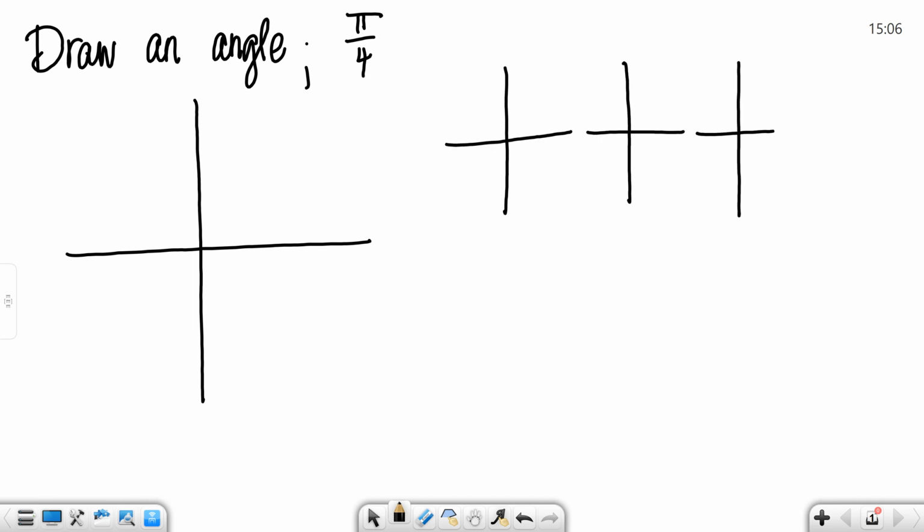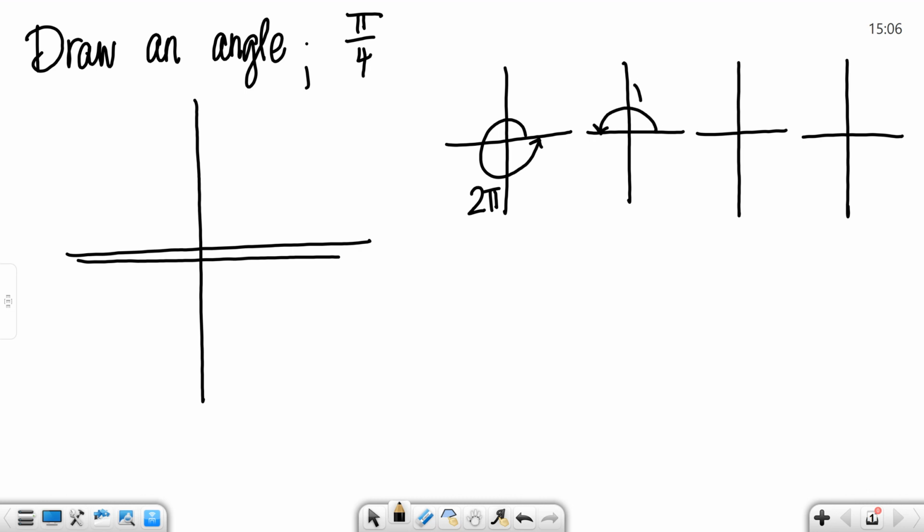Okay, 4 tiny little graphs. I know for sure that if I go all the way around, that's 2 pi. All the way around a circle is 2 pi. If I go halfway around the circle, that would be pi. So if I go right there, well, that's half of pi, so that would be pi over 2. But what would happen if I go all the way down here?